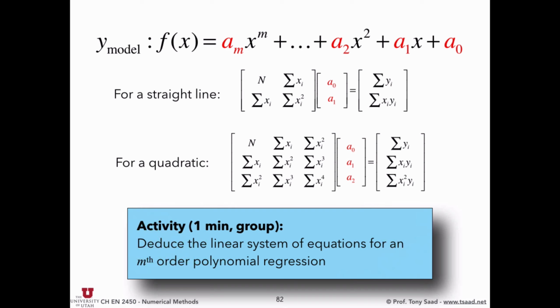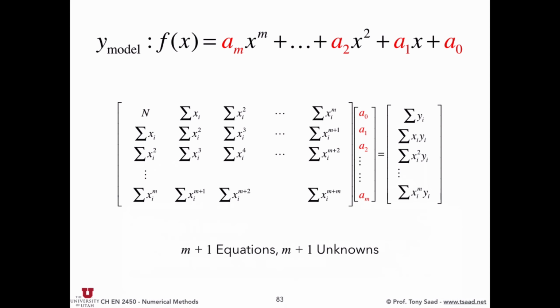And the right-hand side, same thing. Sum of x_i y_i, x_i squared y_i, x_i cubed y_i, all the way to what? M plus 1? Okay, and so all the way to m, actually. So I'll show you the answer. This is the matrix. The size of the matrix is m plus 1 by m plus 1.